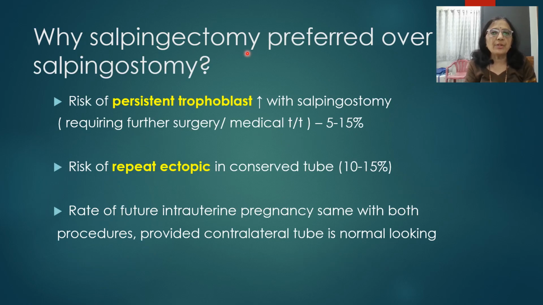Why is salpingectomy preferred over salpingostomy? The risk of persistent trophoblast is more with salpingostomy, which requires further surgery or medical treatment and long-term follow-up, and is seen in quite a significant number, 5 to 15%. Repeat ectopic can occur in the contralateral tube in around 10 to 15% of cases. The rate of future intrauterine pregnancy is the same with both procedures, that means with salpingectomy as well as salpingostomy, provided the contralateral tube is normal looking.